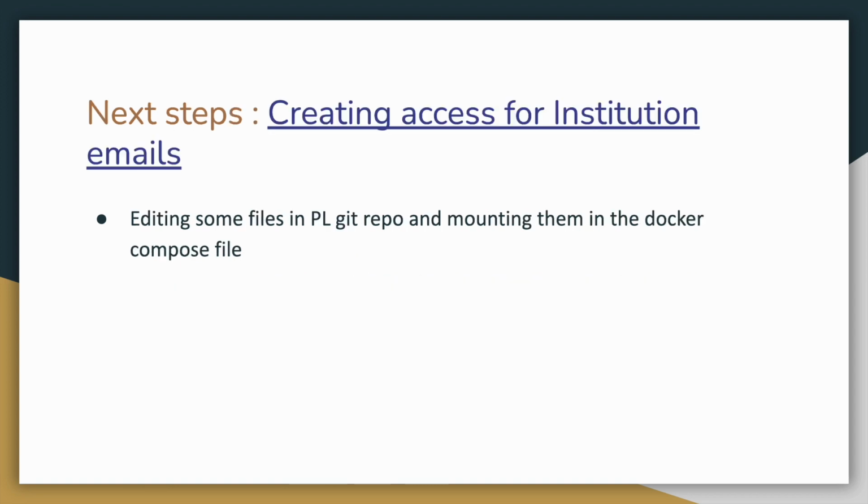The next step, the last step, will create access for only institution emails. So this will just be editing some files in the PrairieLearn Git repo and mounting them in the Docker Compose file.